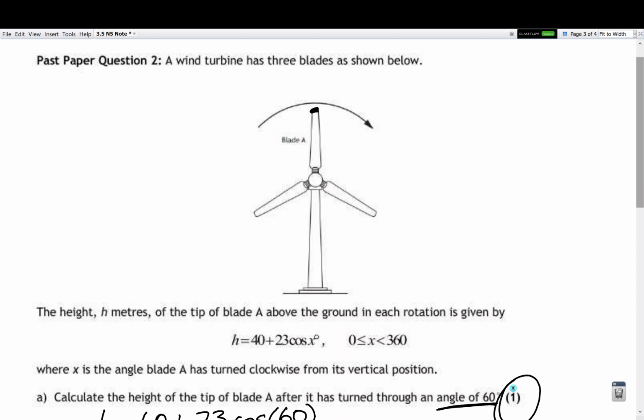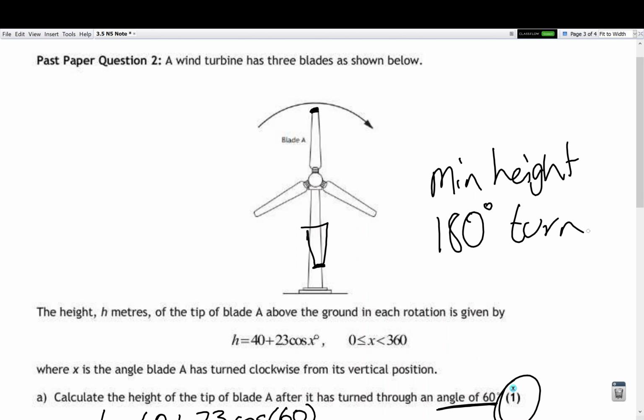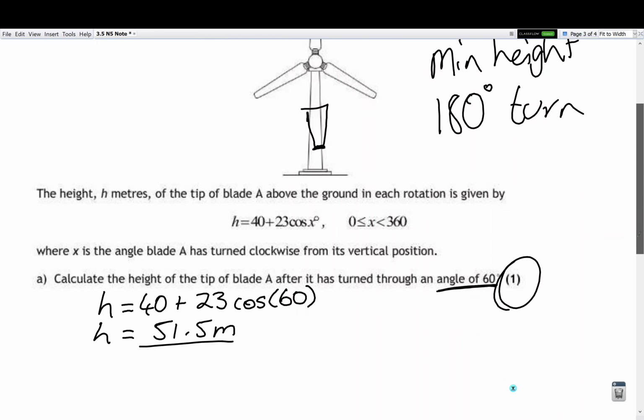If we go back to the diagram, if we imagine this blade turning in a clockwise direction, the minimum height is when this blade is going to turn a full half turn, isn't it? It'll be when it's down like this, right? And then it'll start going back up again. So the minimum height of the blade is going to be after it's turned 180 degrees. So that's all we're going to put in for x this time. It's knowing that it's a half turn, 180 degrees. That's what we're putting in for x.